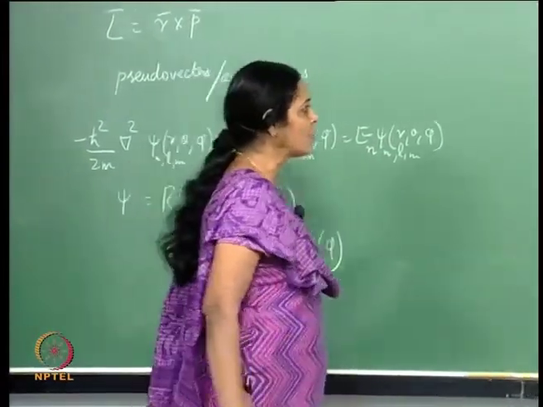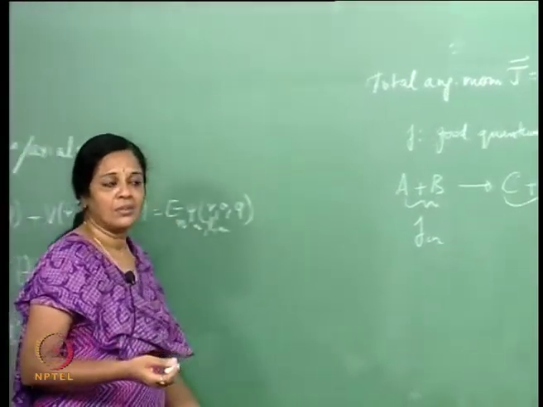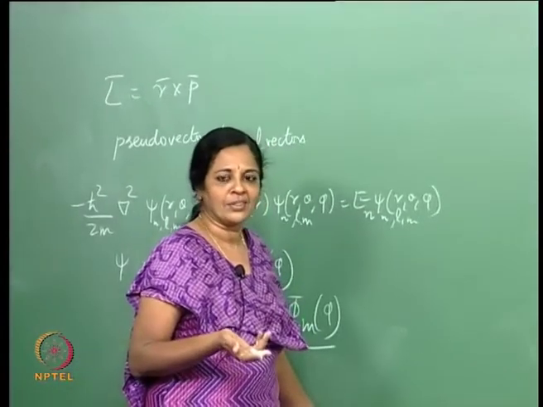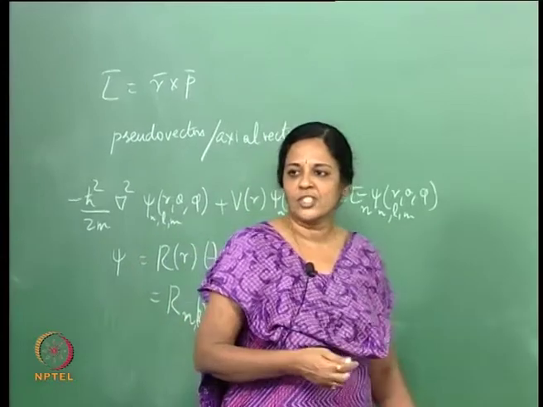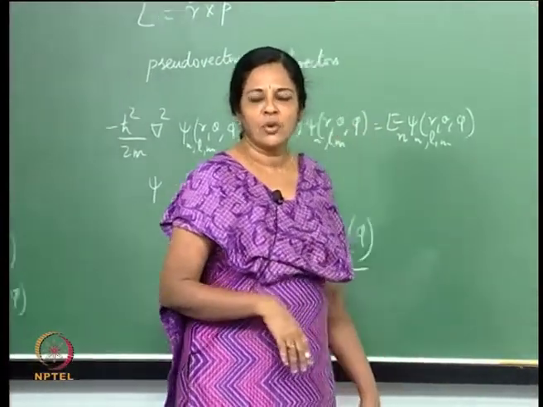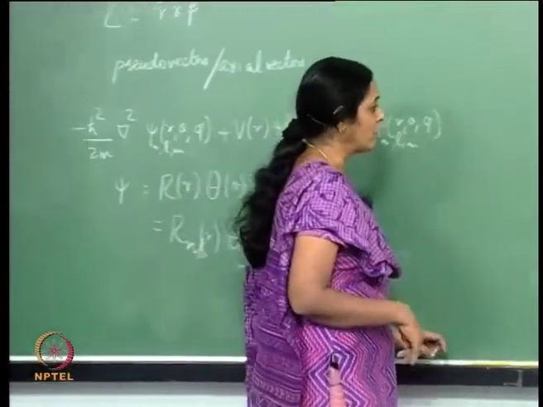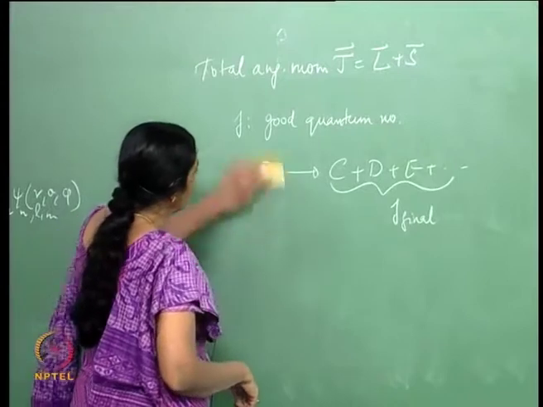By the kind of addition rules that I prescribed when I add two spins, or when I add two orbital angular momenta, or when I add an orbital angular momentum with spin. It goes from L plus S to modulus of L minus S in steps of 1. So, this is how you get J.